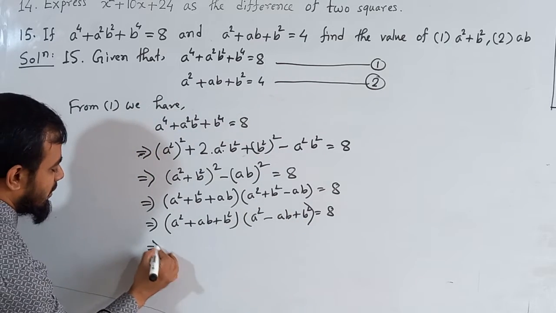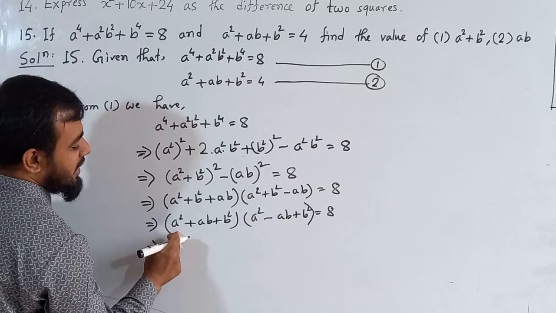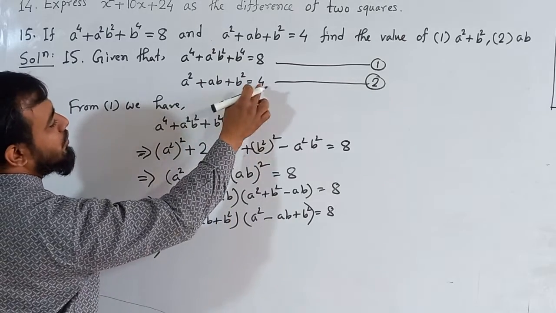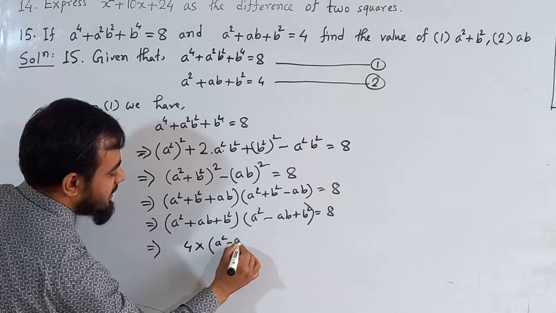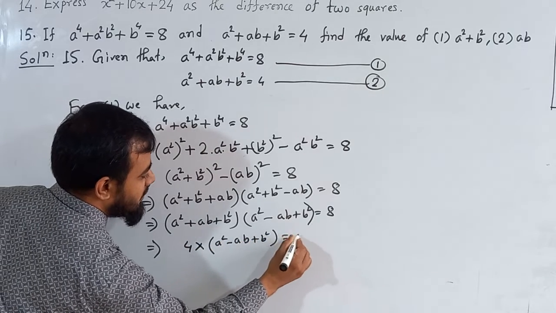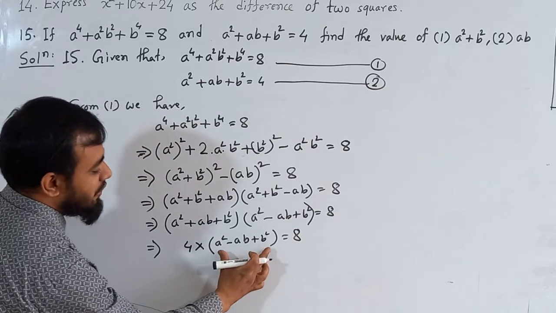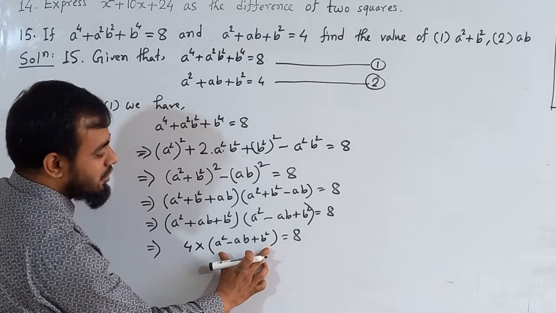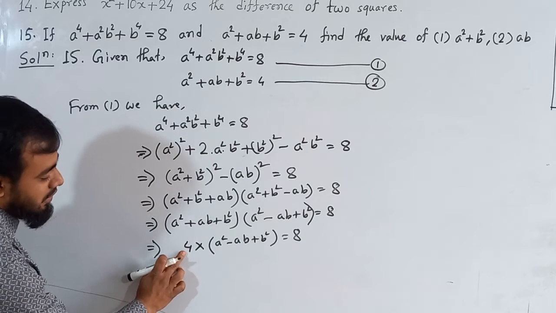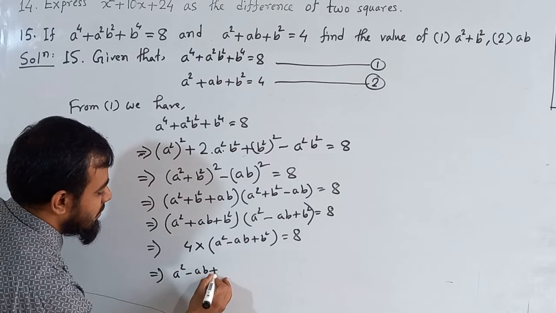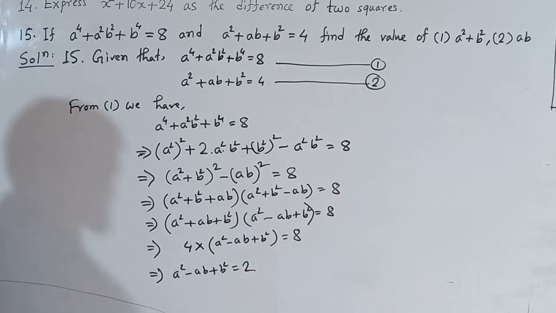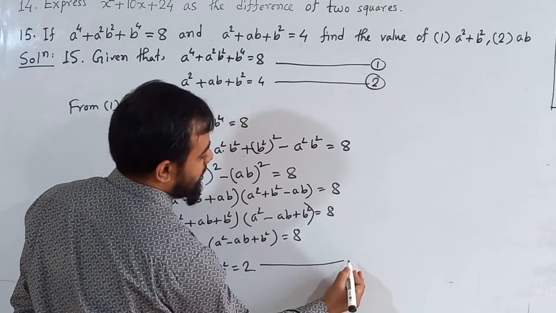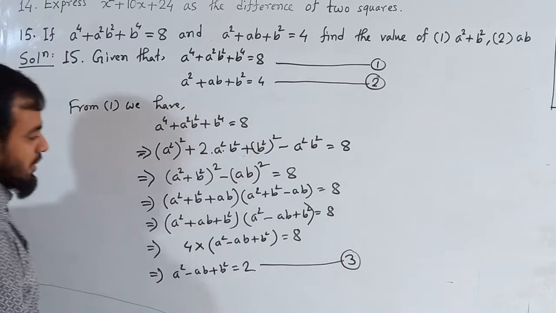That's it. Now we should put the value of a squared plus ab plus b squared equal to 4. That's equal to 4. Multiply with a squared minus ab plus b squared, that's equal to 8. Our goal is to find the value of a squared minus ab plus b squared, which is already there. So turn this 4 to the right side. We'll have a squared minus ab plus b squared equal to 8 by 4, that's equal to 2. So this can be our equation number 3. Okay, equation number 3.